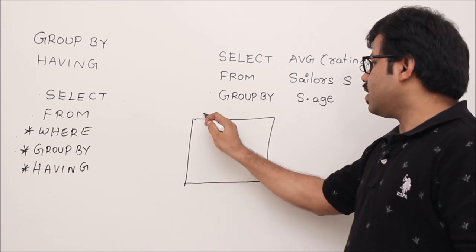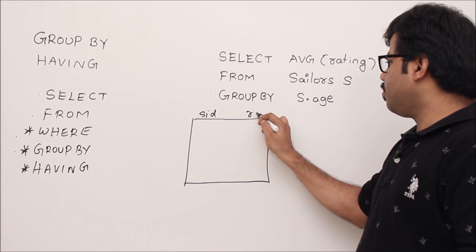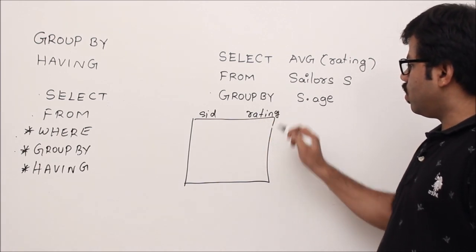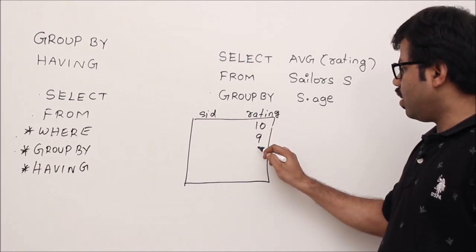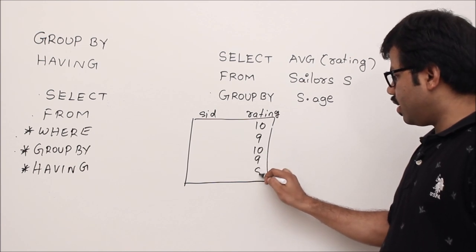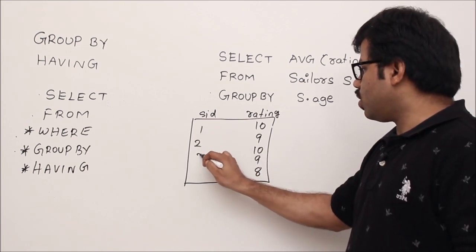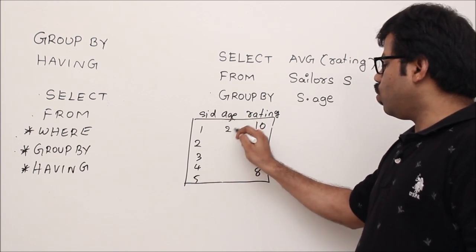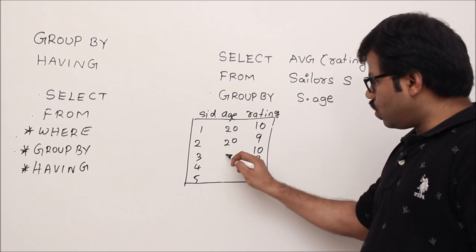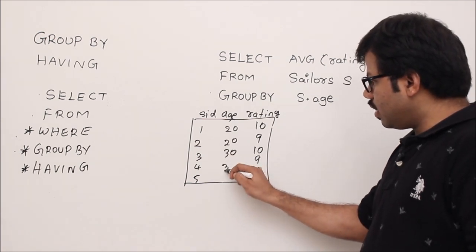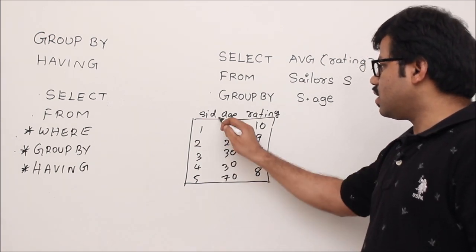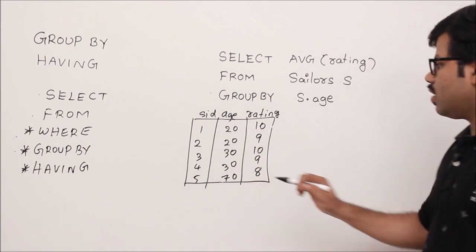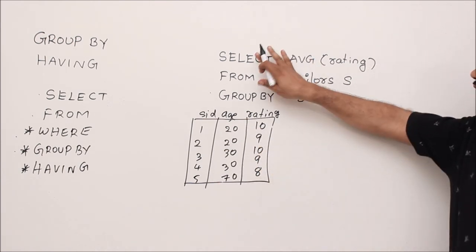Ratings are, let's say, 10, 9, 10, 9, 8. There are 5 people, 1 2 3 4 5, and their age values are, let's say, 2 people with age 20, 2 people with age 30, and one person with age 70. Just imagination. So for this table, what will be this query's output?